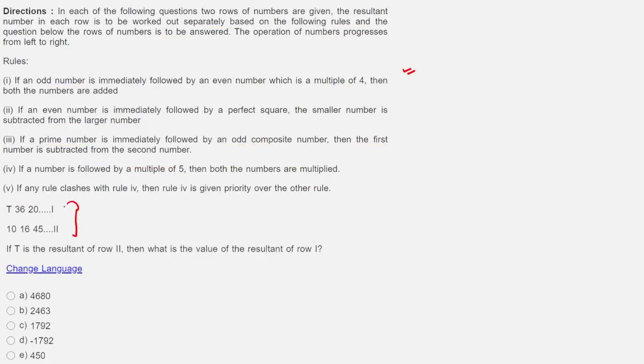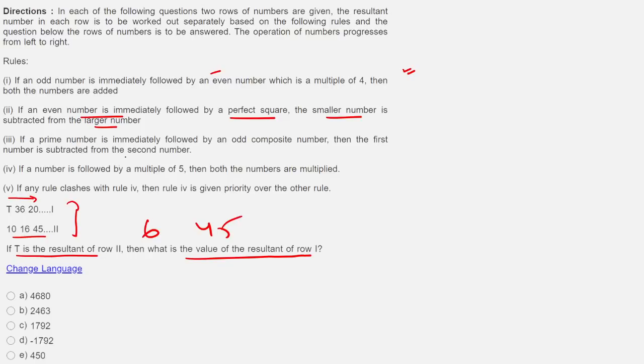What is given? These two again, step 1, step 2. T is the resultant of row 2. Then what is the value of the resultant of row 1? So T here I'll have to first find, because operations are from left to right. So I'll have to focus here. If an even number is immediately followed by a perfect square, which is this, then the smaller number is subtracted from the larger number. So 16 minus 10 is 6.